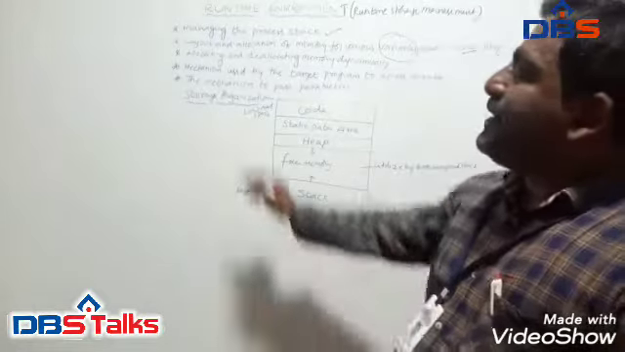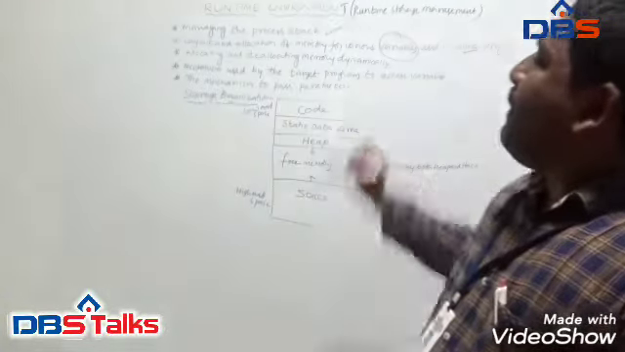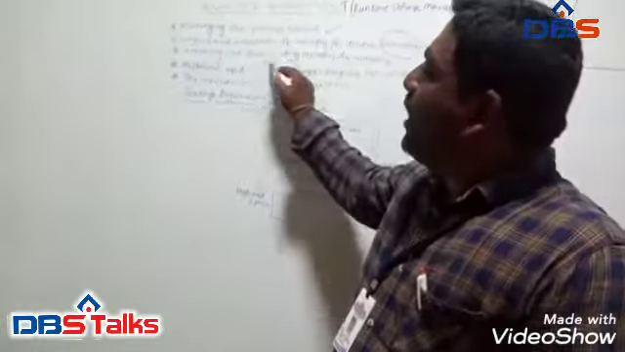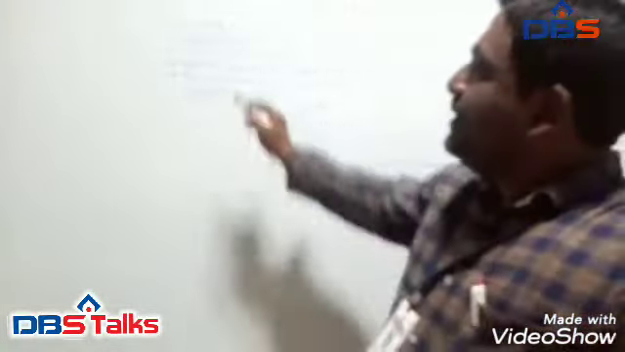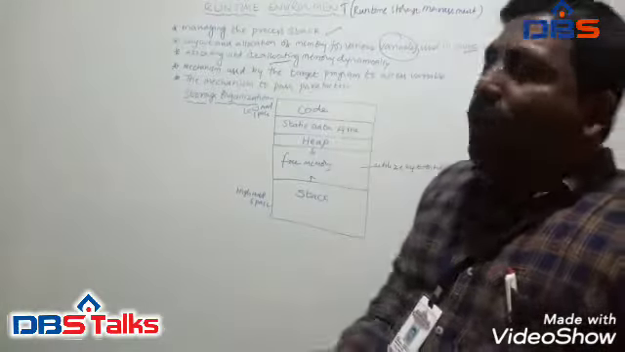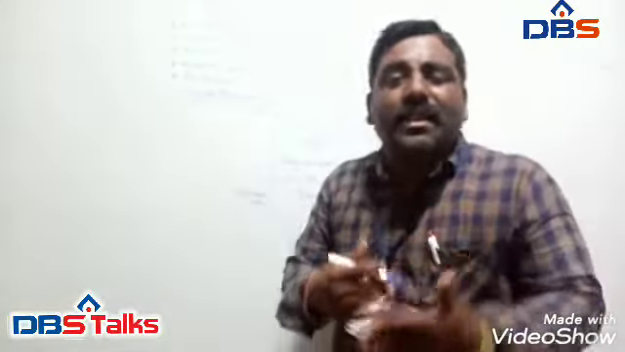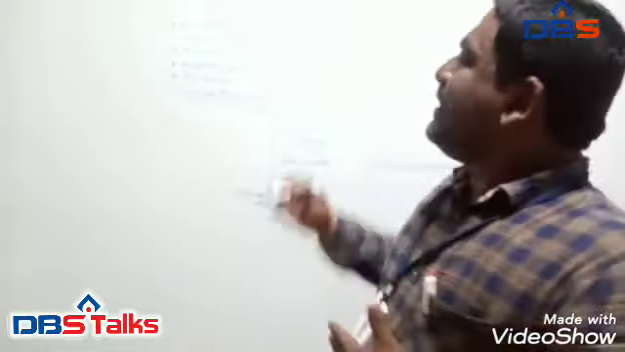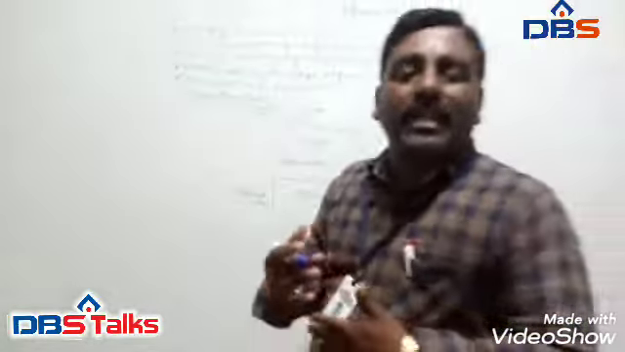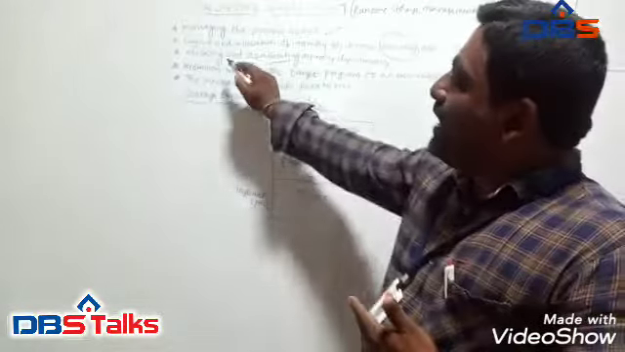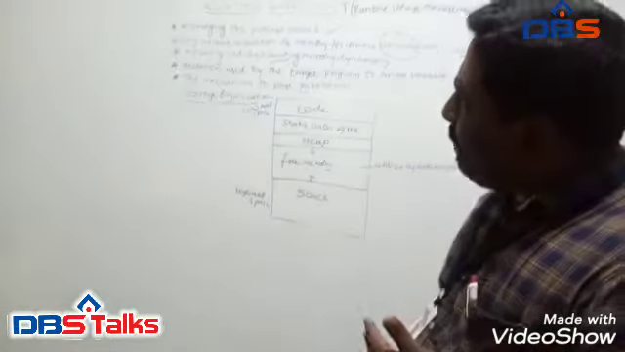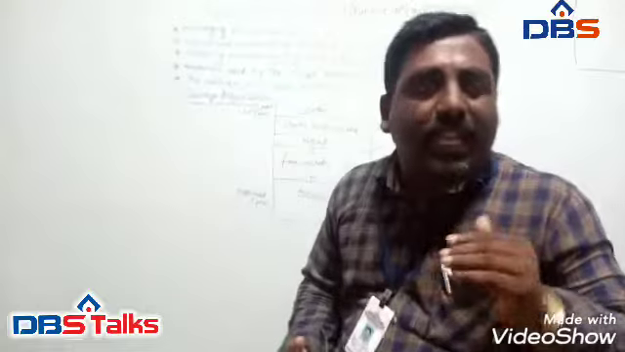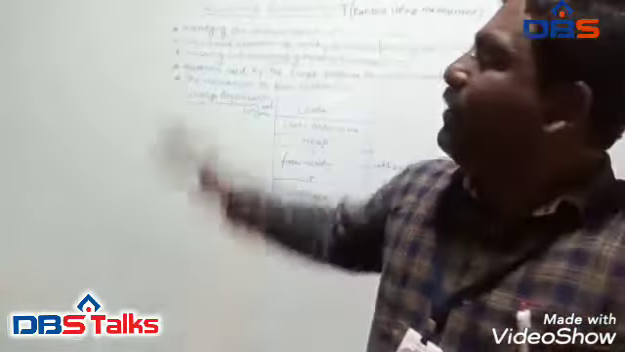Next is allocating and deallocating memory dynamically. What is meant by allocating? It means occupying the space, whereas deallocating means deleting the memory or freeing the space. This is allocation and deallocation of memory dynamically, that is, while the program is executing. This is the work of the runtime environment.